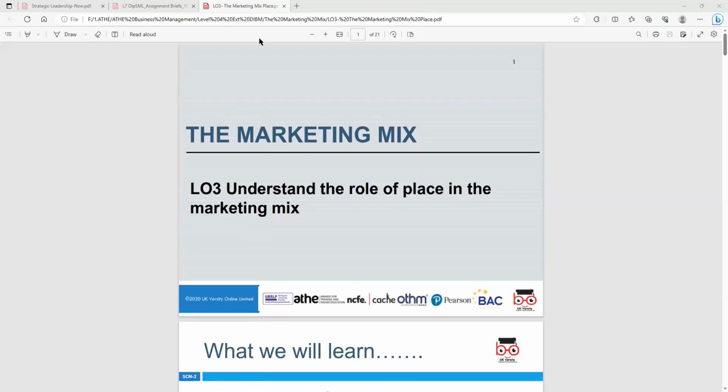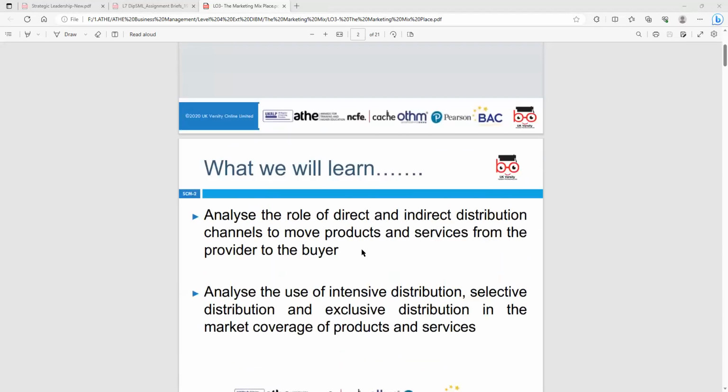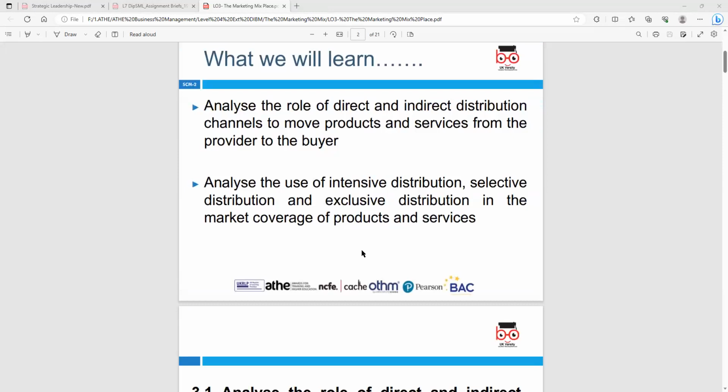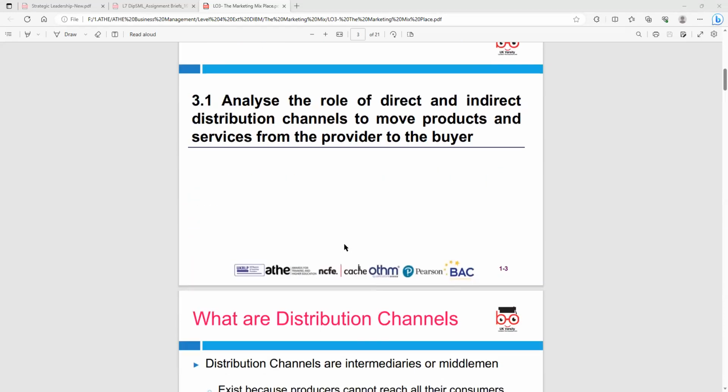So we will start. What I'll do is we'll look at the role of the third marketing mix, which is called the role of place in the marketing mix. What we'll learn today is the direct and indirect distribution channels to move products and services from the provider to the buyer. Then the second thing, we're going to look at the use of intensive distribution, selective distribution, and exclusive distribution in the marketing of products and services, or marketing coverage and process. So let's look at 3.1.